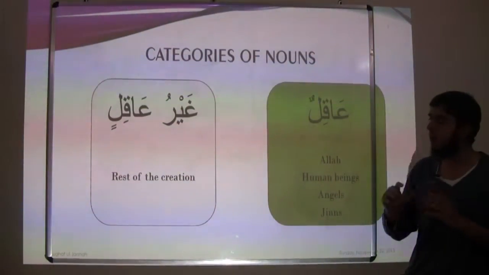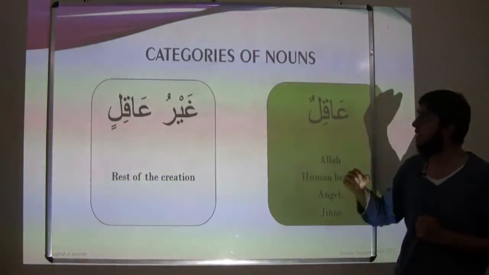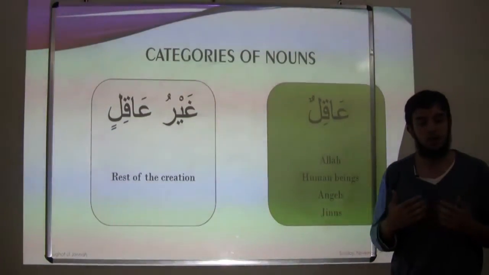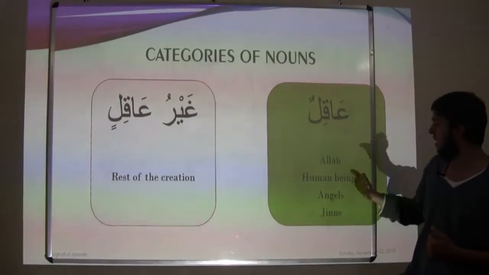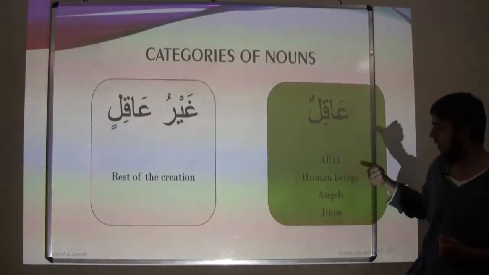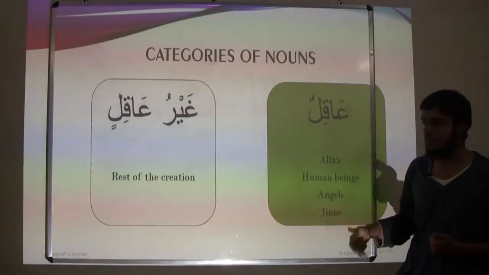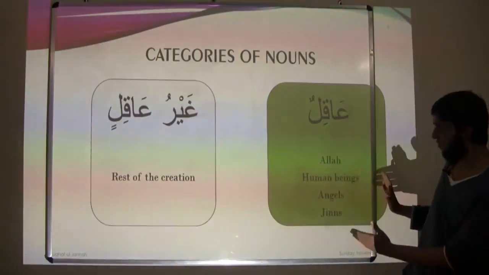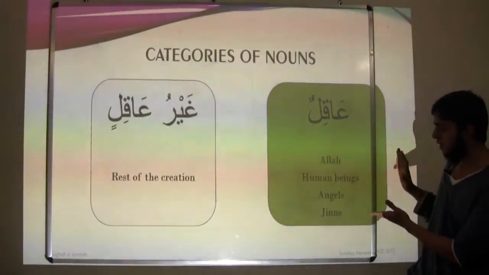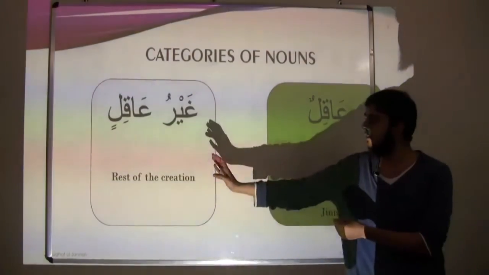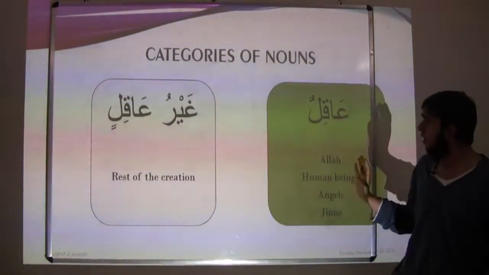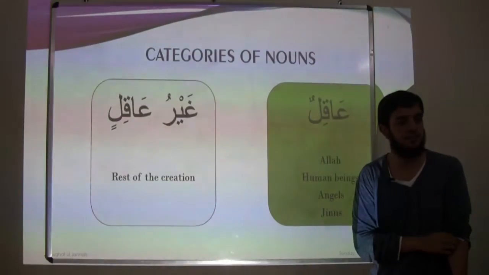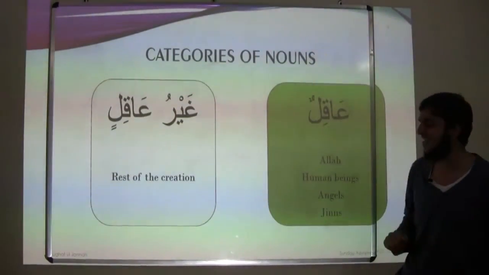One way of classifying nouns is through aqil and ghair aqil. Aqil refers to intelligent beings, those which have intelligence. Under this category fall Allah, human beings, angels, and jinns. And ghair aqil, the ones which do not have intelligence, is everything other than these four entities. So for aqil, what would we use? Ma or man? Man. Are you sure? Yeah, man.